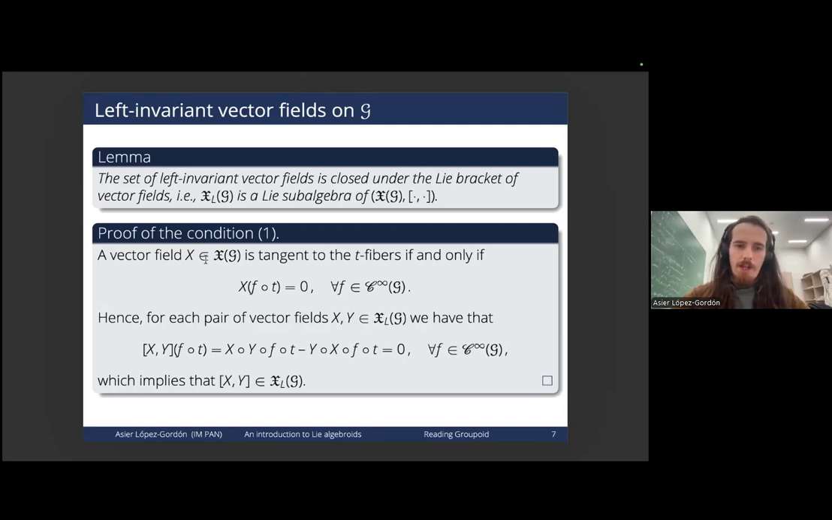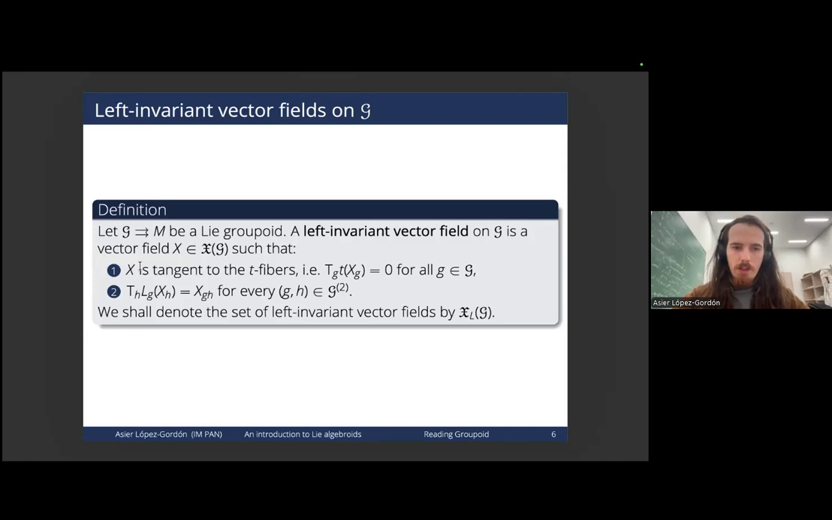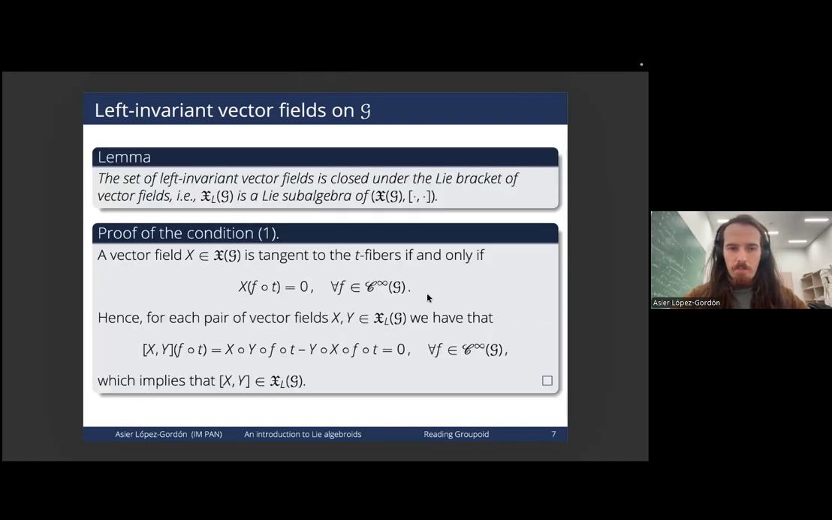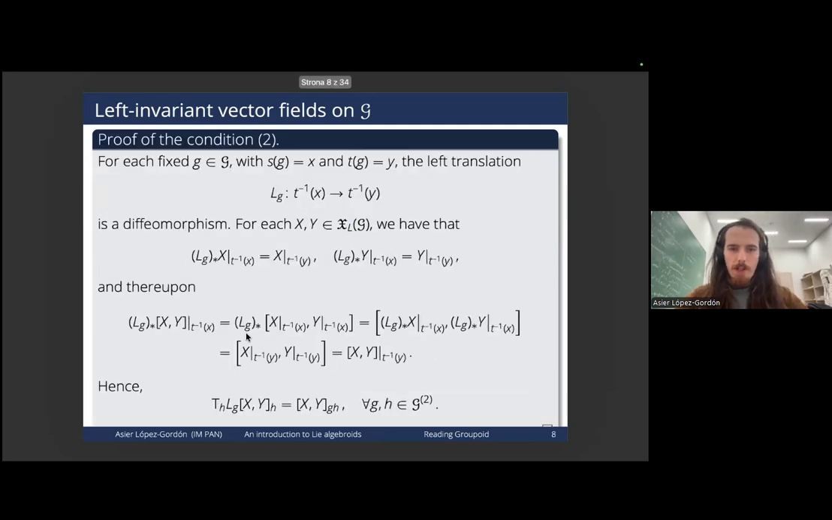So essentially, we have to check that it verifies these two conditions: tangent to the T fibers, and the condition on how we act by left translations. Tangent to the T fibers can be re-expressed as follows by the definition of the tangent map. For each pair of vector fields, if we take the Lie bracket, by definition, we can see that it again is tangent to the T fibers. So this is completely straightforward.